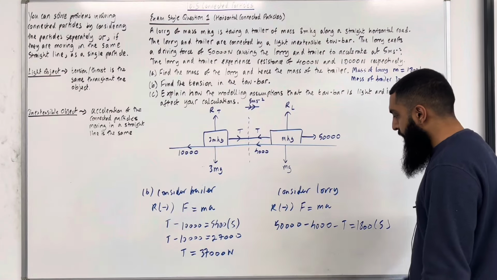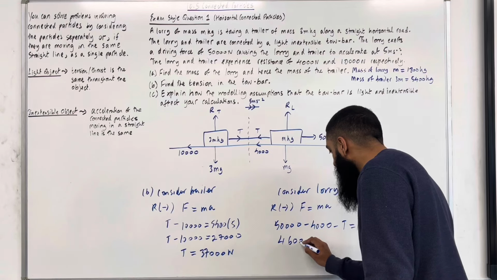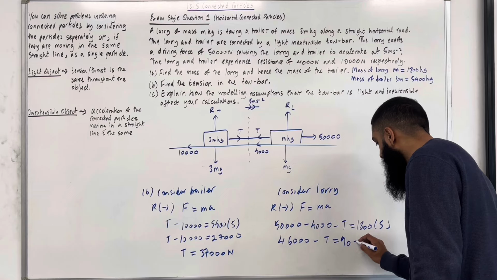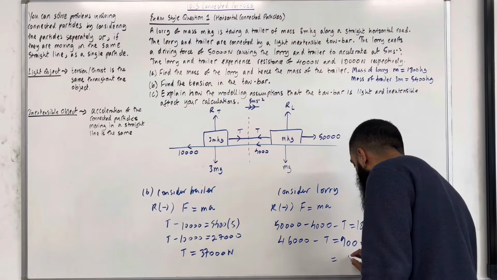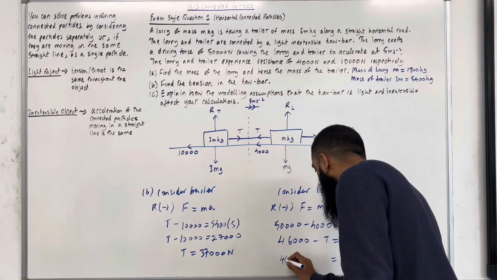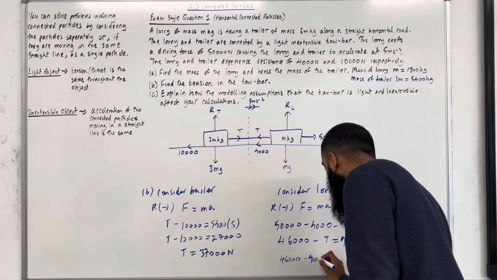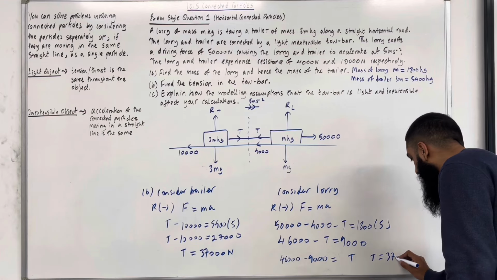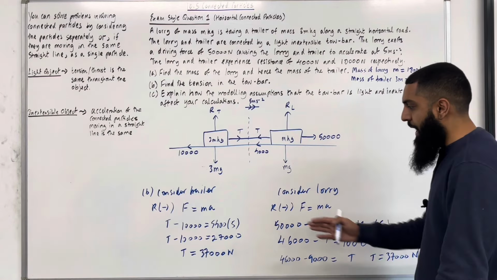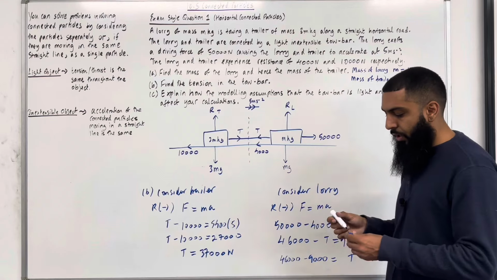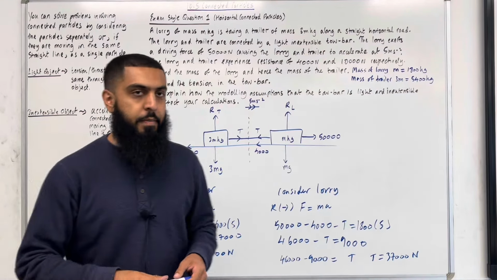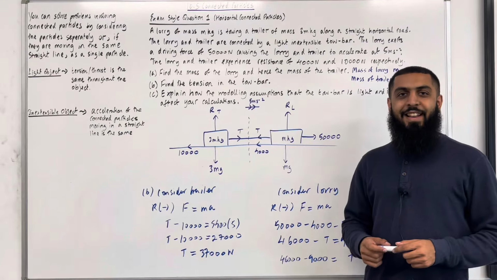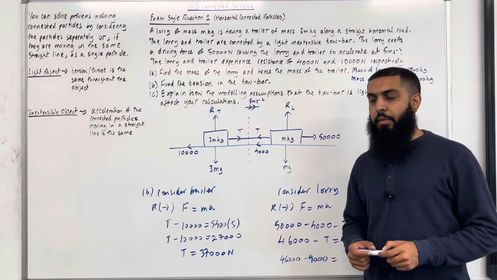So I've got 46,000 minus T is equal to 9,000. So T must equal 46,000 minus 9,000. Okay, so T is equal to 37,000 newtons as required. As you can see, in both cases you get the same value for the tension acting in the tow bar. And so that there completes part B of exam style question 1. Let's have a look at part C of exam style question 1.